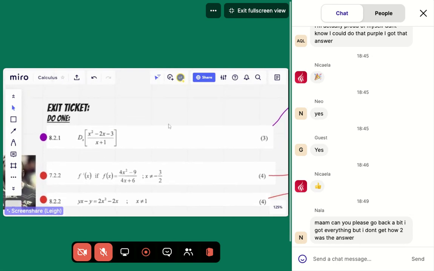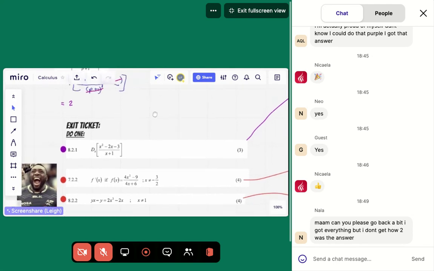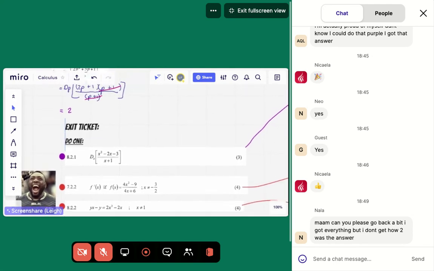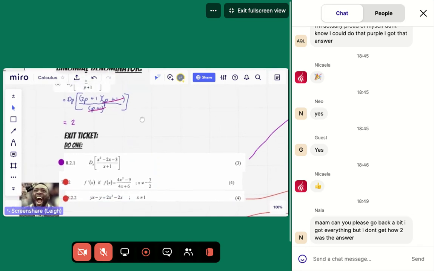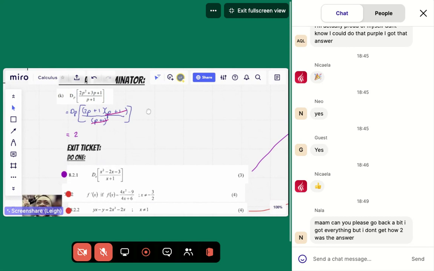Sure, Nala. Let's just, might have to make it a little bit smaller. I hope everybody can see that. Okay, so Nala, what I'm going to do is just try and move everything up a little bit, so that people can still see those questions over there. Okay, so there we go. We've managed to get everything on our screen. Nala, you said, I got everything, but I don't get how the answer was 2.